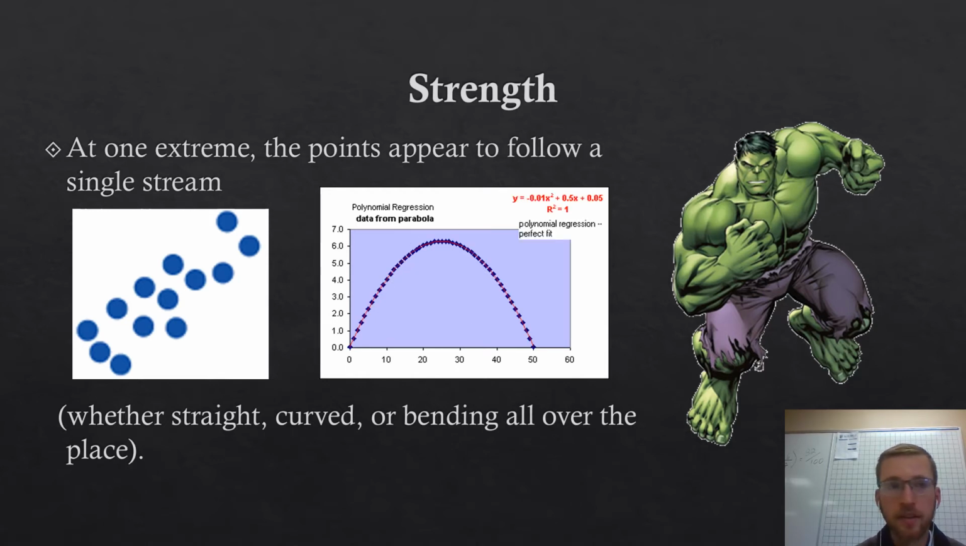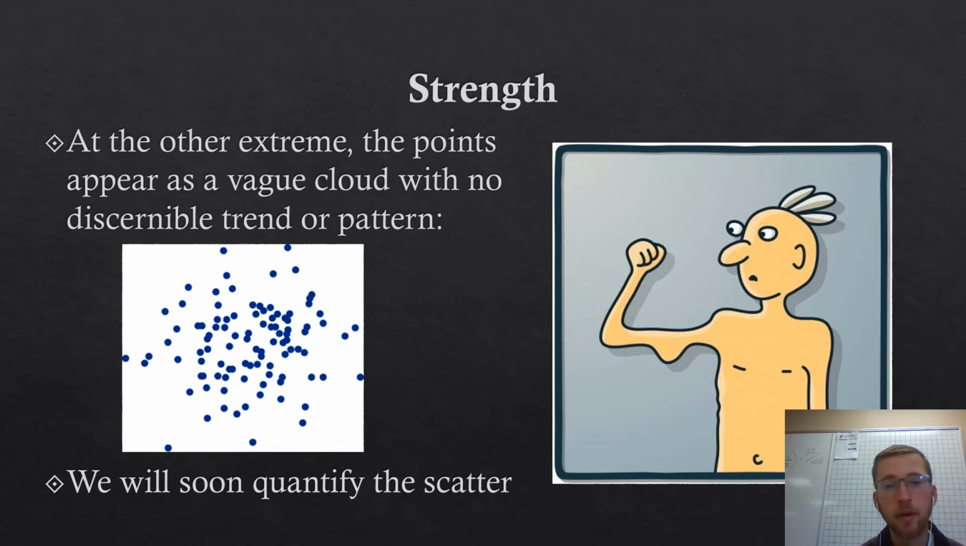On the other hand, we can also talk about a very weak association. So if it's the case that the points appear as a vague cloud or there's not really a discernible pattern or trend in our scatter plot, we would say that is a very weak association. As you can see in this scatter plot, can't really tell, is it linear, is it nonlinear, is it positive, is it negative? Because it's randomly scattered, this is about as weak of a correlation as we can get. In a little bit here, we will quantify, or assign a number to, how strong our association is.